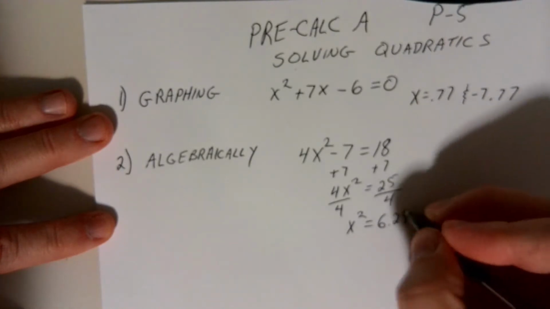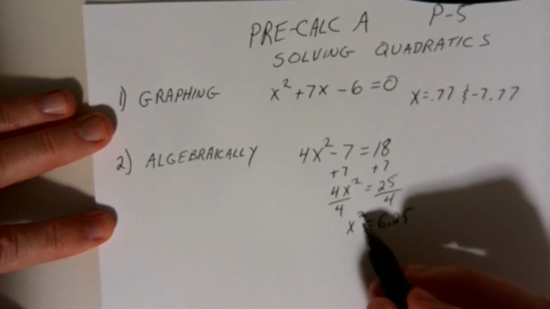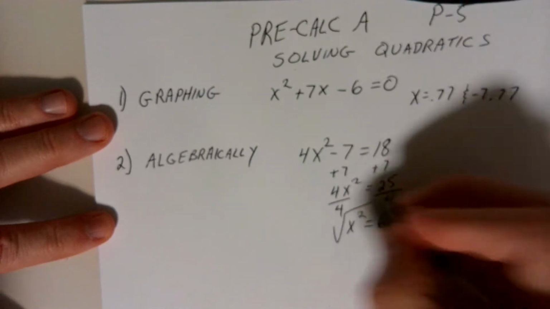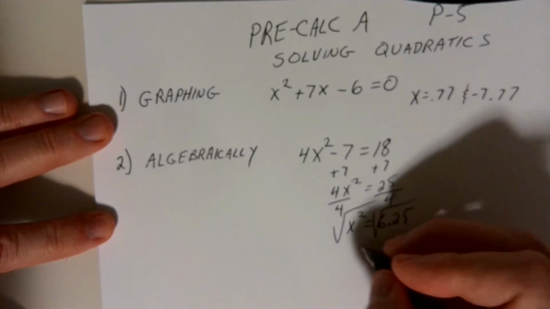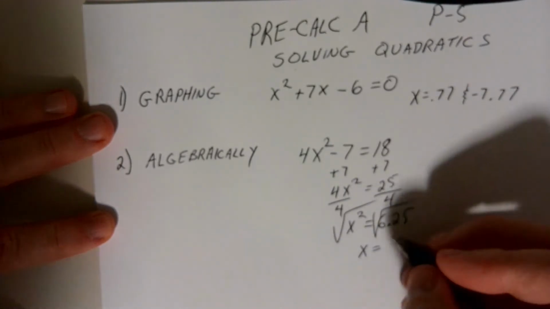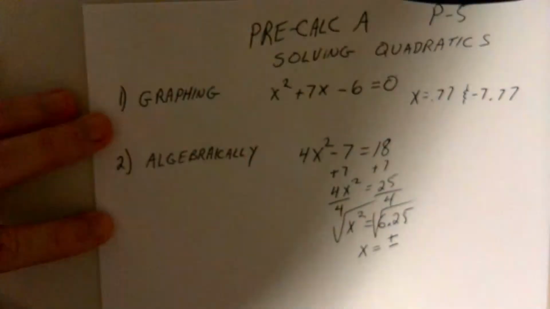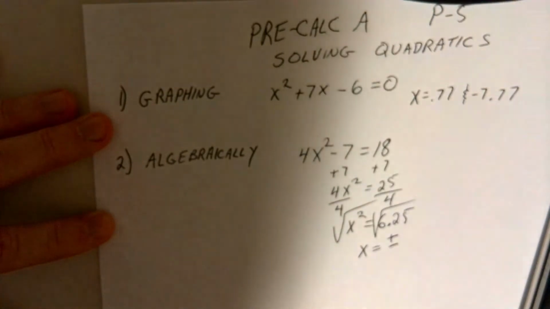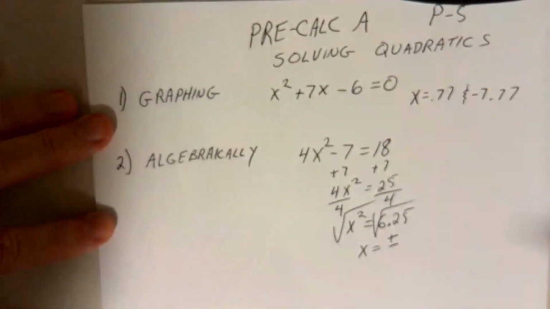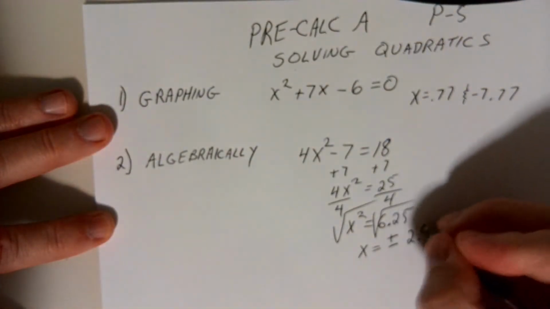6.25. Yep. And then to get rid of a square, you guys know we have to square root it, and then x equals, and this is where we've got to be careful, it equals plus or minus whatever the square root of 6.25 is. And I'm going to do that on my calculator and get an approximation. Second square root 6.25. Oh, duh, 2.5. I should have known that.